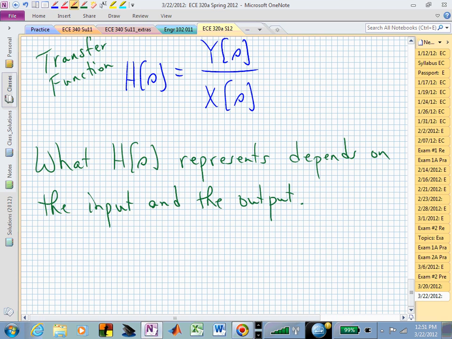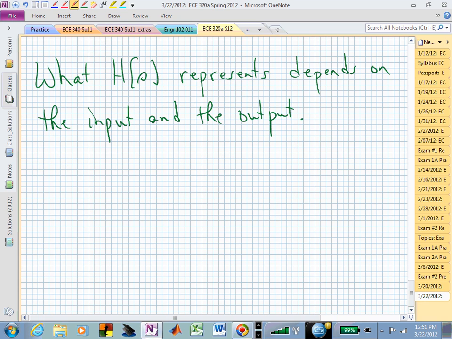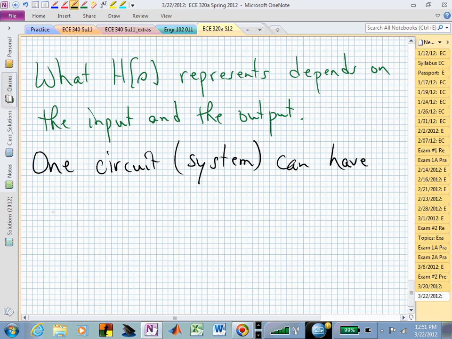Well, let me just write that down. Here's one of the take-home messages. One circuit, or if you generalize this, if you now are dealing with a mechanical system, maybe you don't have a circuit, but you now have this mechanical system, you can come up with the equations of motion. You can now transform those, and you now have a system, and that system can have several transfer functions associated with it.